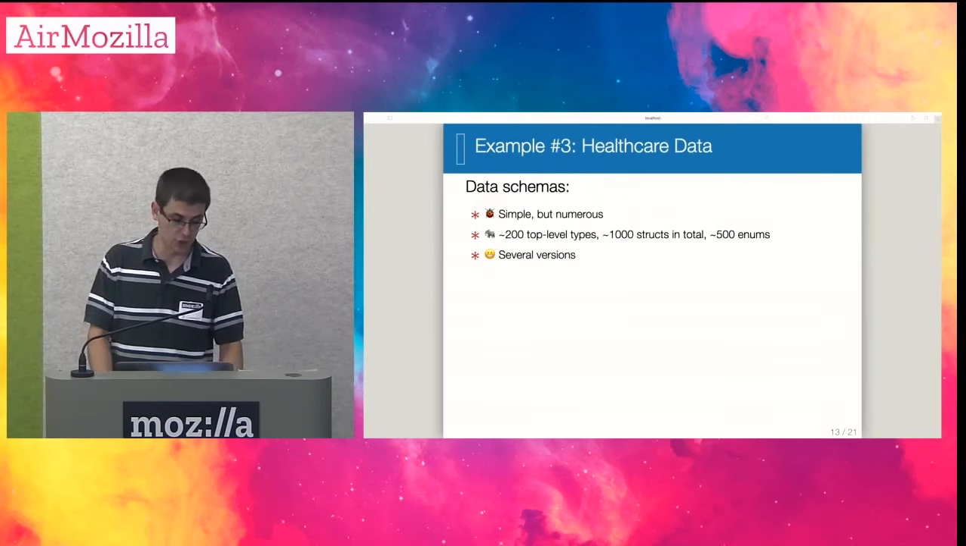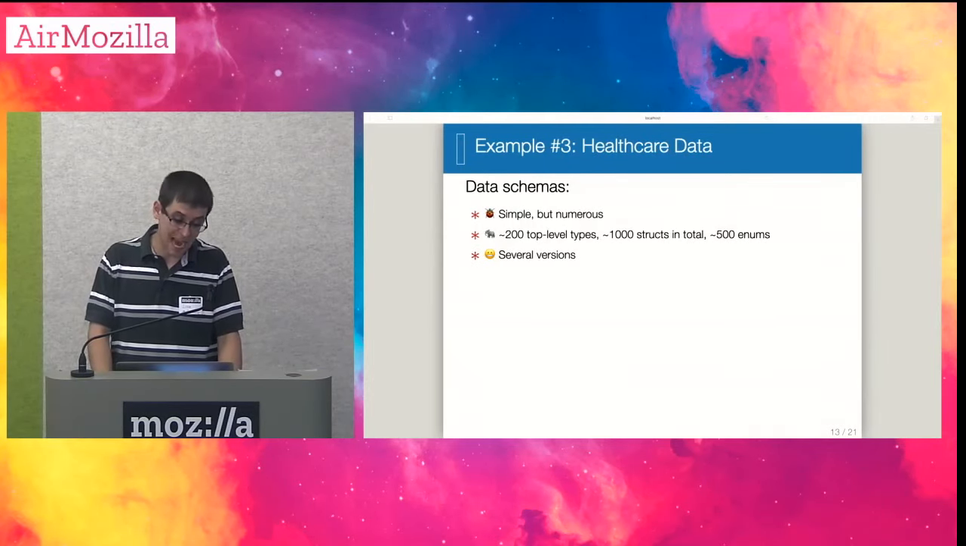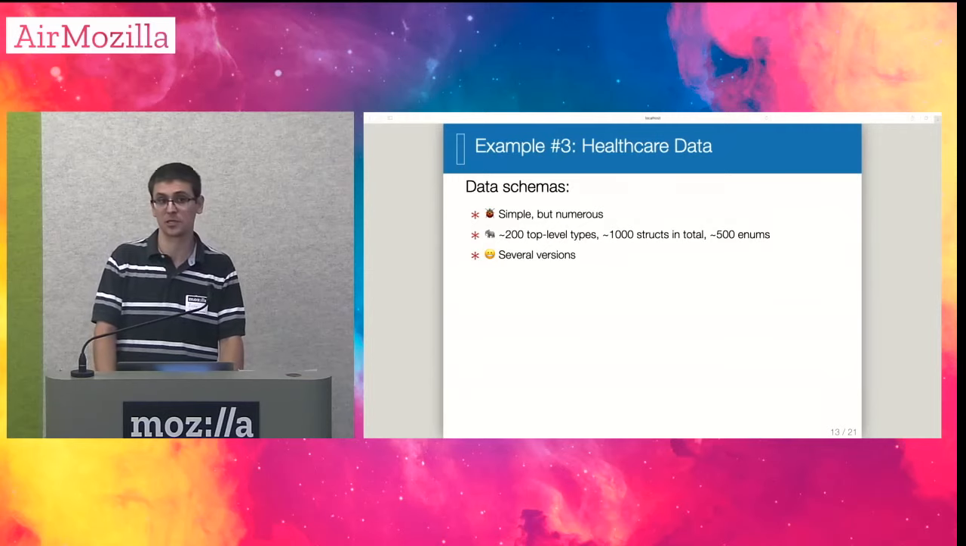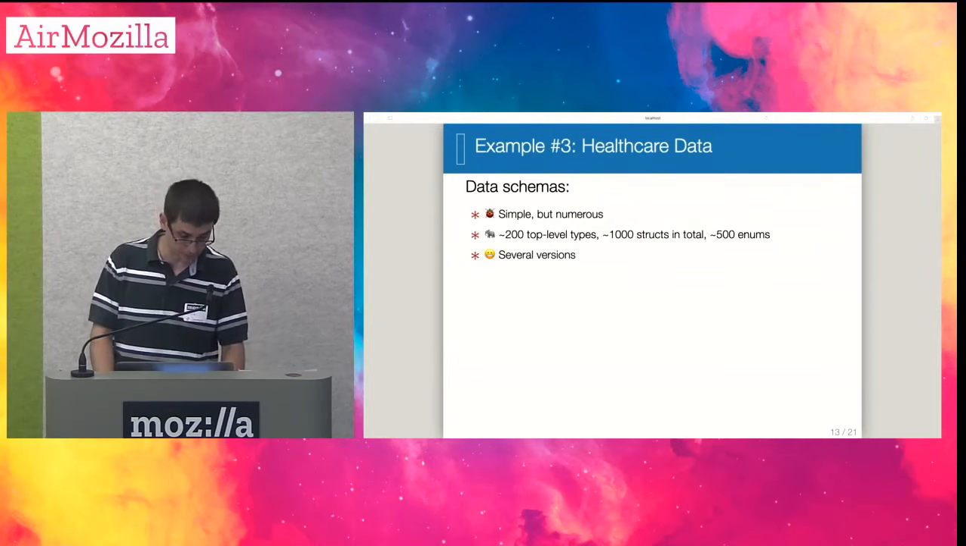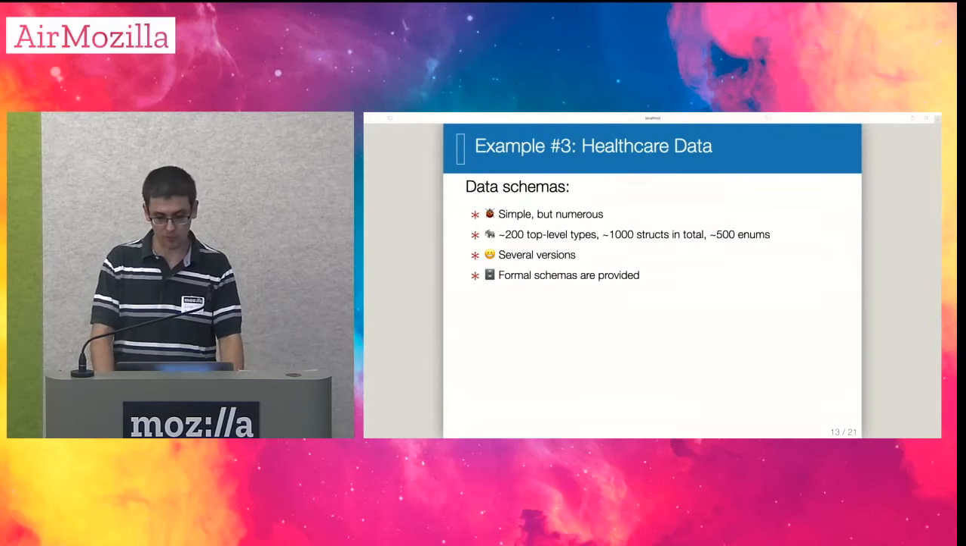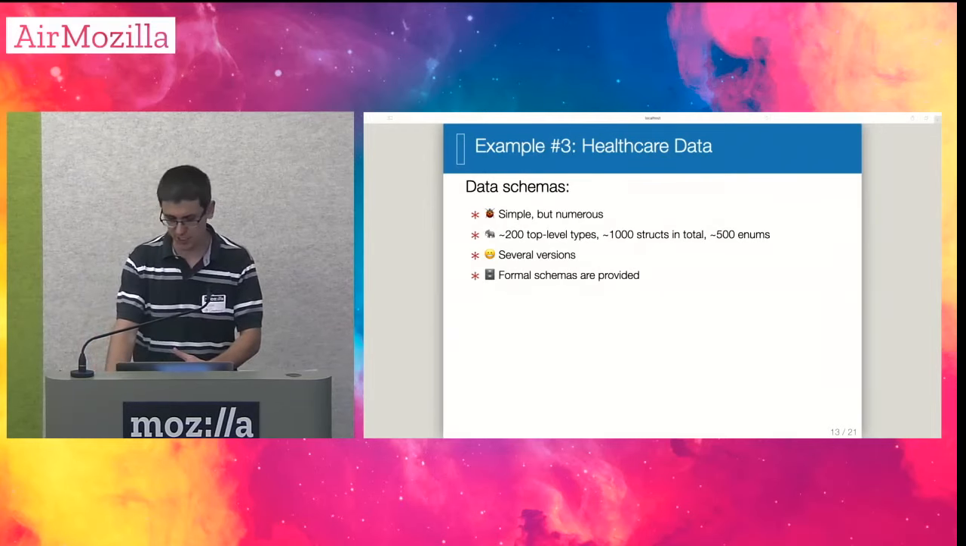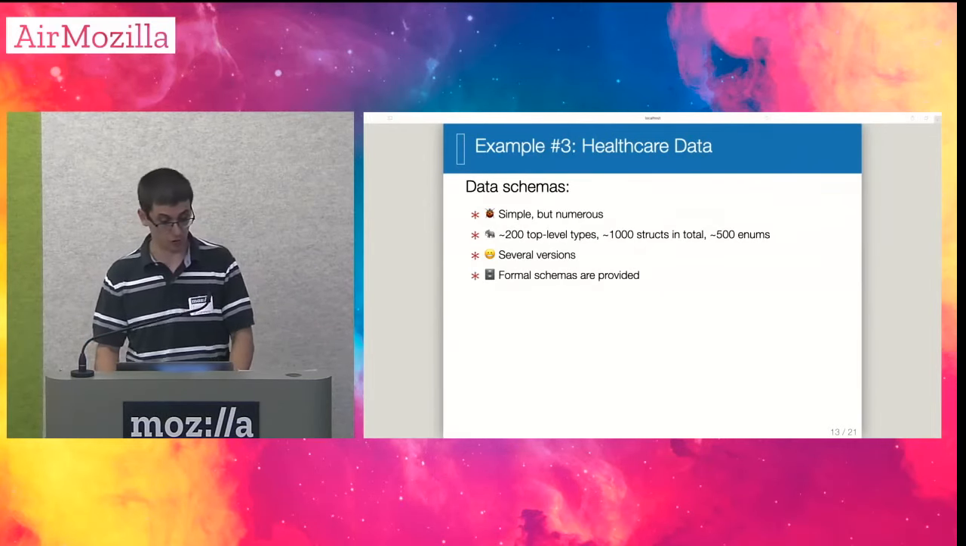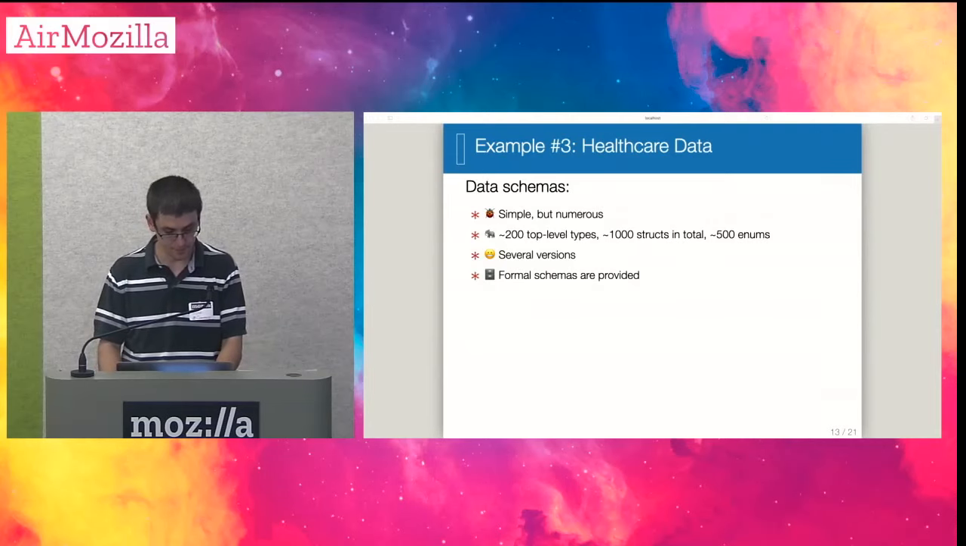And there are also several versions of them. At some point we said, well, actually we have to multiply that by 3 because now we have 3 versions of the standard we need to implement. And the standard provides formal schemas. So the idea was that we can use those schemas to generate the code for us, so we don't have to manually type everything.